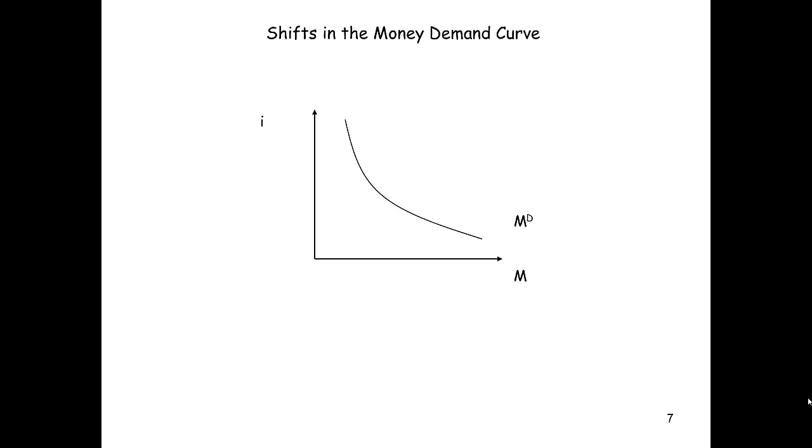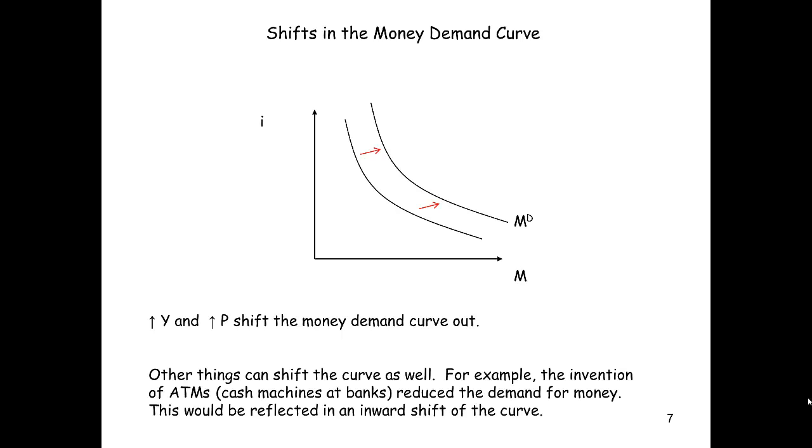Let's think about shifts in the money demand curve. All right, so we start with one money demand curve, and suppose that we have an increase in real income or an increase in the price level. Those should shift the money demand curve out. Other things can shift the curve as well. For example, the invention of ATMs, automatic teller machines, or those cash machines at banks, reduced the demand for money. This would be reflected in an inward shift of the curve, going in the opposite direction of what's shown here.